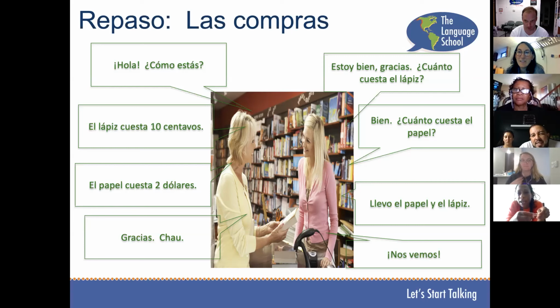¿Cuánto cuesta la pizarra? El lápiz. El lápiz cuesta 10 centavos. Bien. ¿Cuánto cuesta el papel? El papel cuesta $2. Llevo el papel y el lápiz. Gracias, chao. Nos vemos. Muy bien.